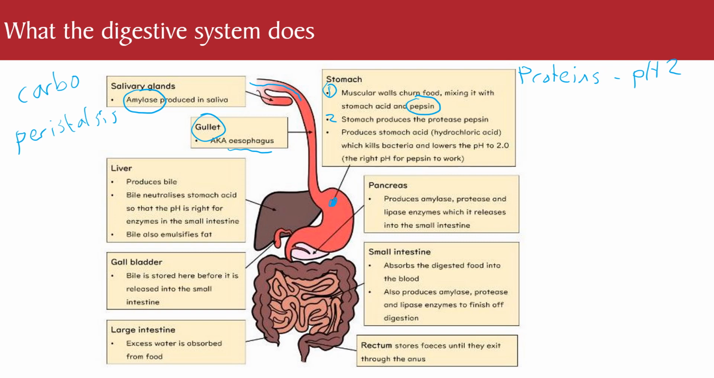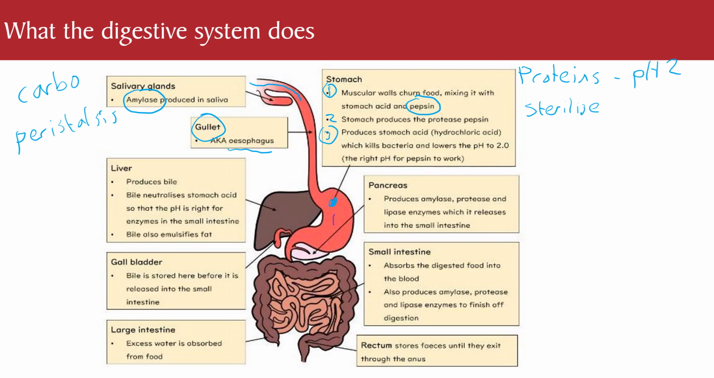Third one, and this is the one that I think you should always write down in the exam if you're asked for a function of the stomach. Number 3, it produces stomach acid, which kills bacteria. So what I'm going to write down here is sterilize. It sterilizes the food. So when you have your burger, there's tons of bacteria on it, there's no denying it. The food goes into the stomach and the hydrochloric acid sterilizes it, kills all the bacteria, so you don't get ill.